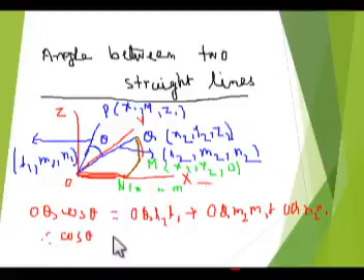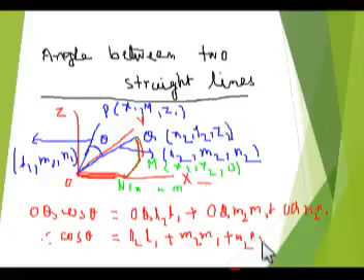So now what we are getting is that cos theta is equal to L2 L1 plus M2 M1 plus N2 N1. So this is the angle we have obtained from the direction cosines of the two straight lines. So in this way we can find the angle theta between the two straight lines through having the direction cosines of the two straight lines.